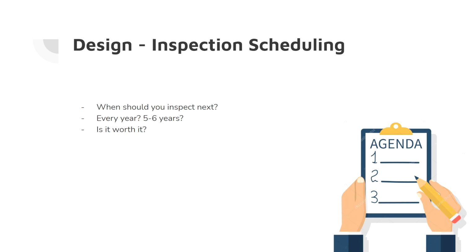So when should you inspect next? This really depends on the pipe's state. Facility management said that when the pipe is in good shape, you could inspect it again in 5 to 6 years. But when it's bad, you could say once a year. This is a matter of interpretation.